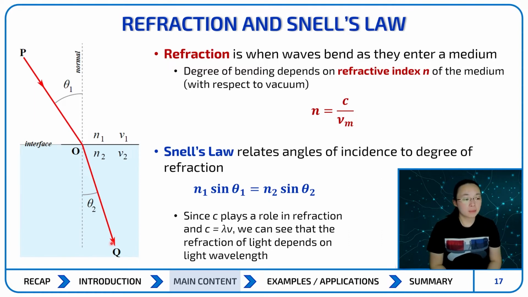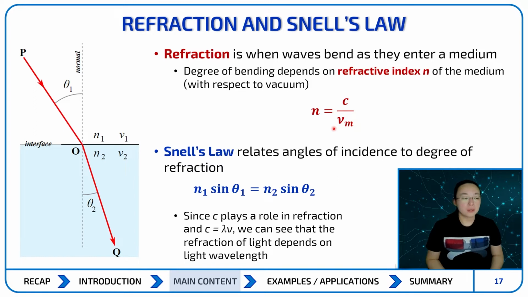So as I mentioned before, the degree of bending is going to depend on the refractive index n of the medium that you're looking at. We can consider n to be equal to c over vm, which usually you wouldn't have to solve for. We would give you n. But the definition of n is the speed of light over the speed that the wave is at inside the medium.